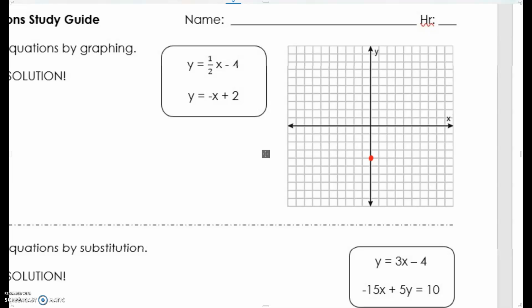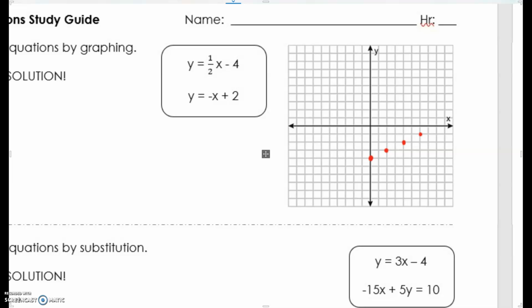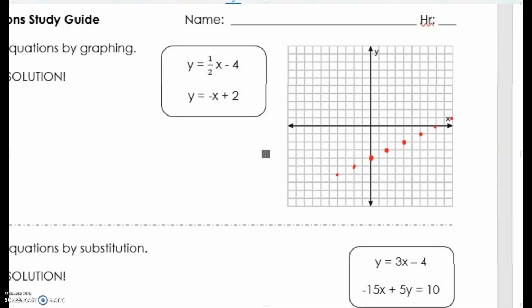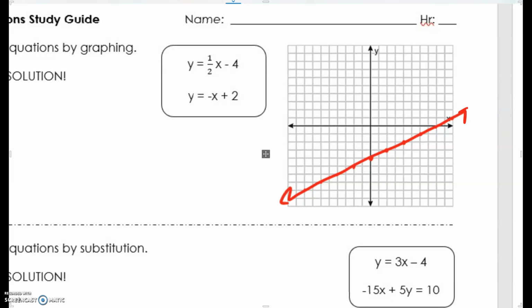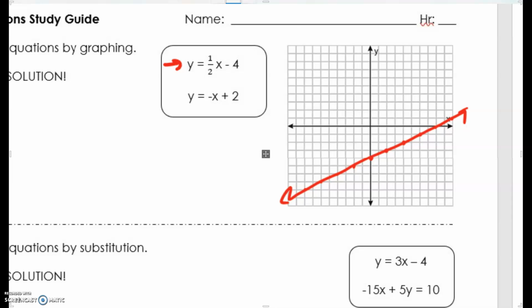So I need to go up 1 and over 2. Go ahead and do this the length of the graph. Alright, that should be enough. So there is the line that is representing that equation. Okay, now in green, I'm going to do the bottom equation. The y-intercept's 2. The slope's -1, so go down 1 and over 1.